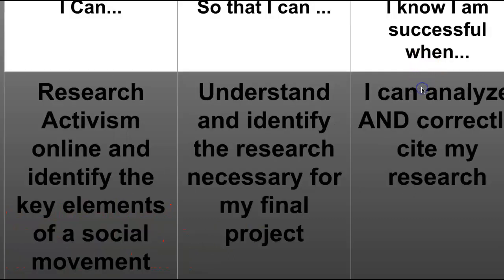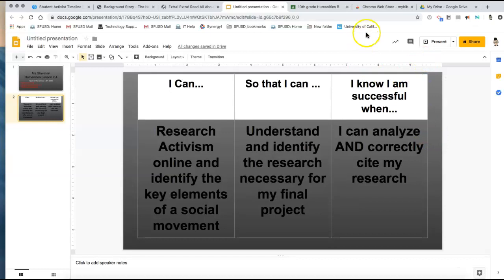This week's objective: I can research activism online and identify the key elements of a social movement, so that I can understand and identify the research necessary for my final project, keeping in mind that we'll start your final project next week. I know I'm successful when I can analyze and correctly cite my research. We practiced with citations on the last activity, and we're going to continue practicing.